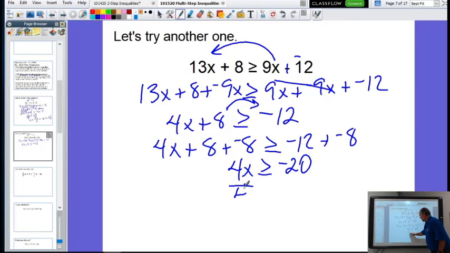Divide by 4, and x is greater than or equal to, and then negative 20 divided by 4 gives me negative 5. Simple as that. That's all there is to it.